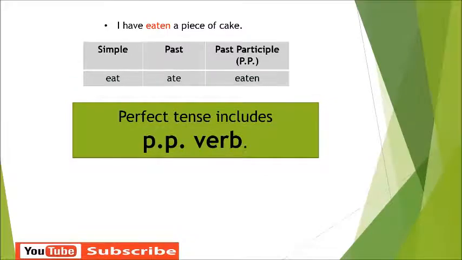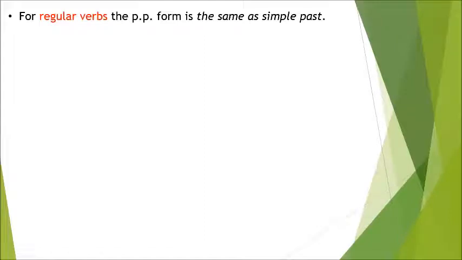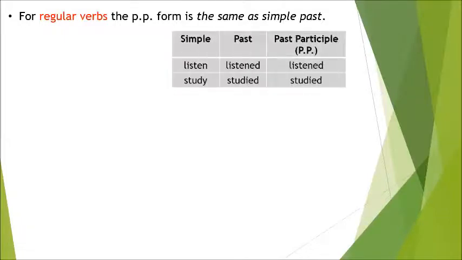So let's take a deeper look at PP forms. What are they? Where do they come from? Do you remember regular and irregular verbs in simple past tense lesson? For regular verbs, the PP form is the same as simple past. Look at the examples in this chart. The chart includes simple, past, and PP form of verbs. Listen, listened, listened. Study, studied, studied.